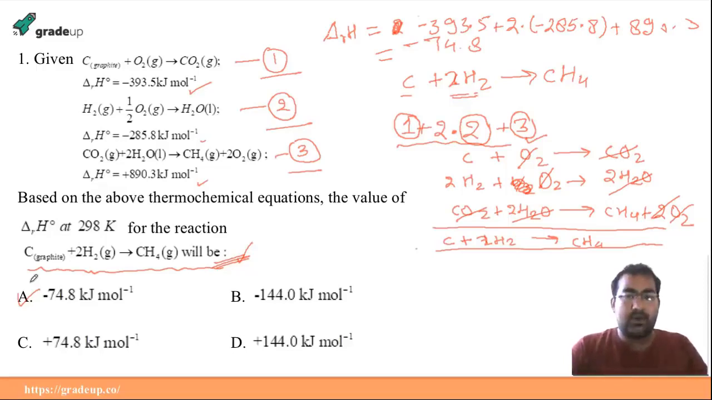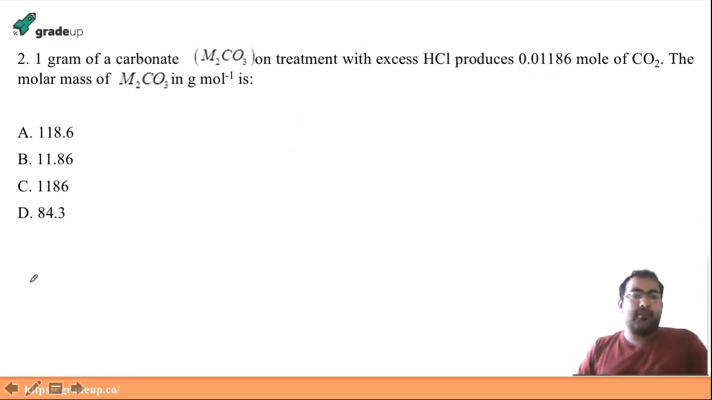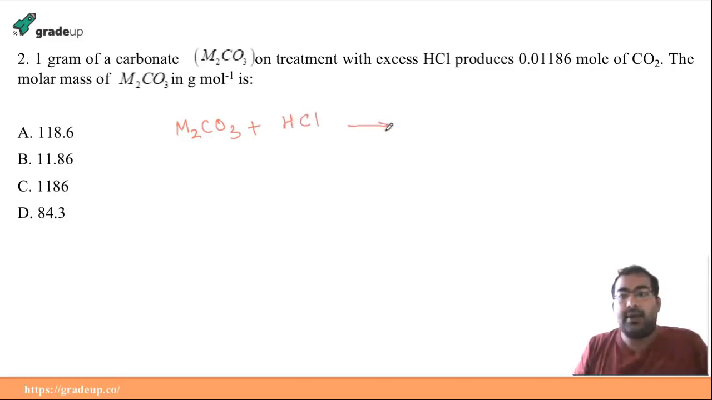All right, so let's move on to the next question. Now 1 gram of carbonate, which is M2CO3, on treatment with excess HCl produces 0.01186 moles of CO2. So let's say there is a carbonate like this, and its reaction with HCl produces CO2.